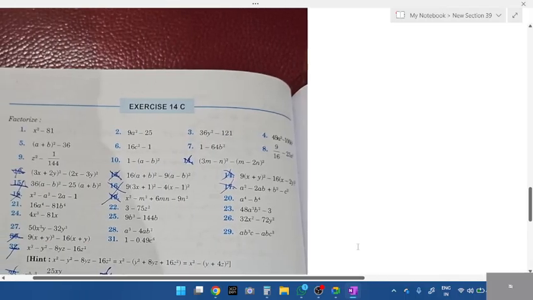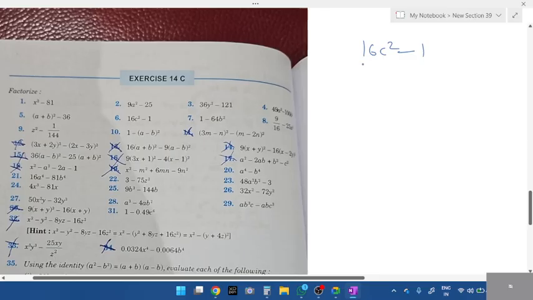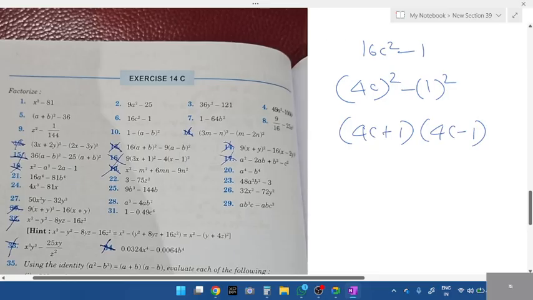Yes, tell me, look, next one. Whenever 1 is given, even for 1, we do the same thing. 16c square minus 1. How can I write 16c square? Tell me the direct value. 4c the whole square minus 1 square, which is 4c plus 1 into 4c minus 1.